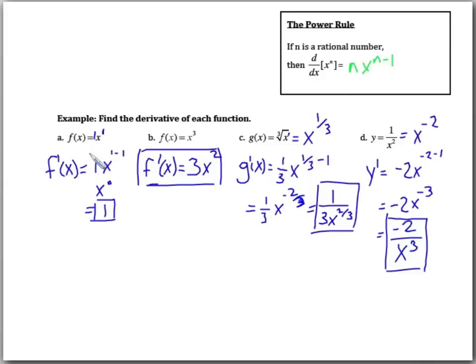All right, so getting the hang of it. Change it so that it looks like x to the nth, and then just multiply by the n, go n minus 1, and then clean up any loose ends at the end.